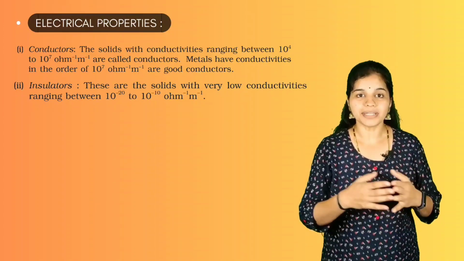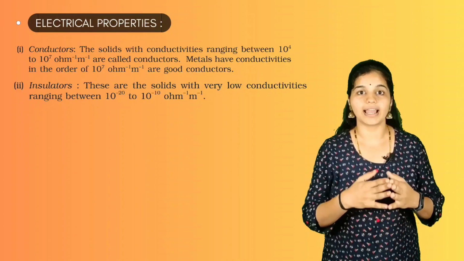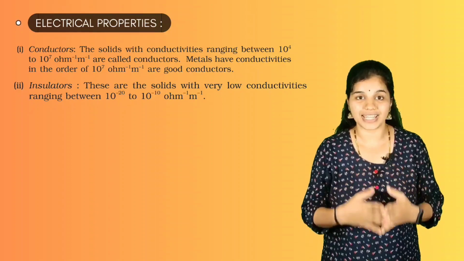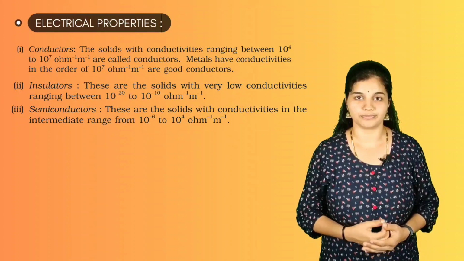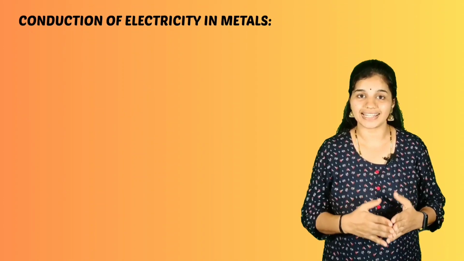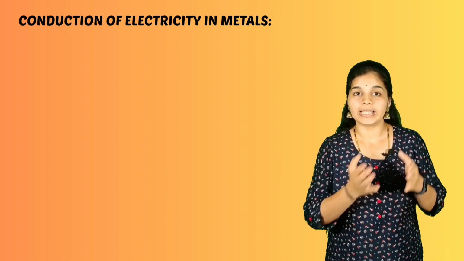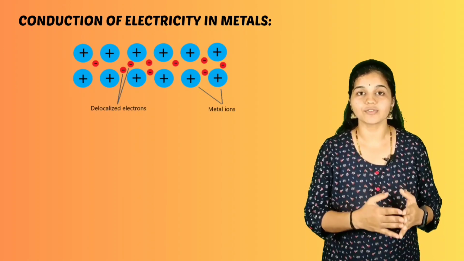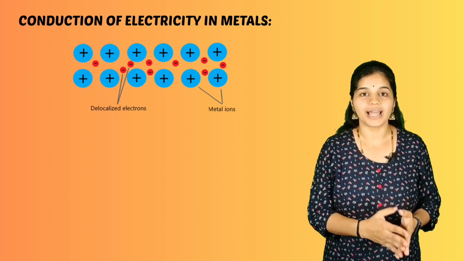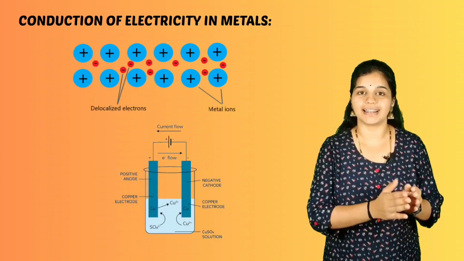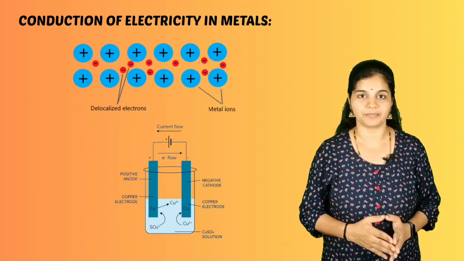Whereas the intermediate between these conductors and insulators are the semiconductors, and they have a conductivity range from 10 to the power minus 6 to 10 to the power 4. A conductor conducts electricity due to the movement of electrons or ions. The metals conduct electricity because of the movement of mobile or free electrons present in them, whereas the electrolytes conduct electricity because of the movement of ions present in them.